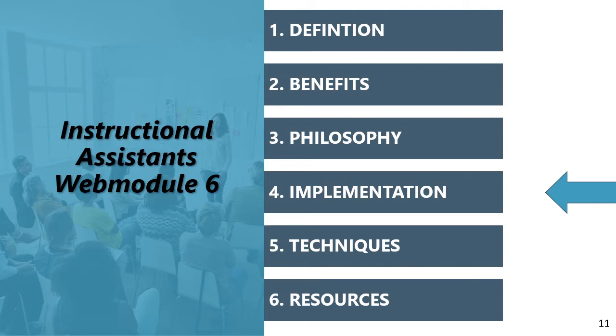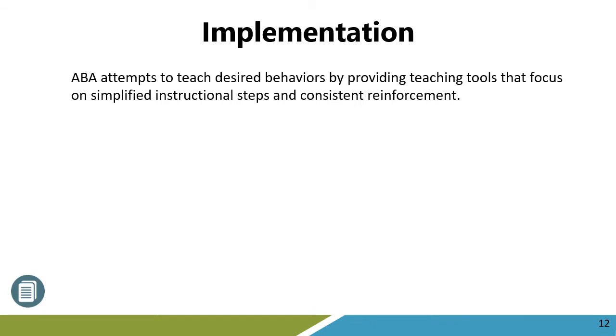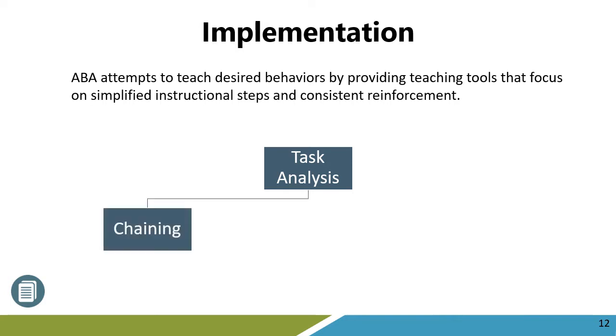Next, we will review how applied behavioral analysis is implemented. The ABA approach attempts to teach desired behaviors by providing teaching tools that focus on simplified instructional steps and consistent reinforcement. Task analysis is when you break down a skill into smaller steps. It can be used to show a student the steps necessary to complete the entire task. Chaining refers to the method of teaching a behavior using behavior chains. Behavior chains are sequences of individual behaviors that, when linked together, form a larger task or behavior.